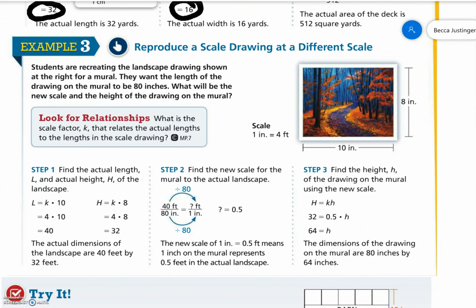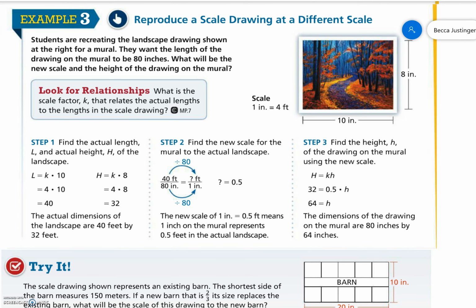Reproduce a drawing at a different scale. Students are recreating a landscape drawing shown at the right for a mural. They want the length of the drawing on the mural to be 80 inches. What will be the new scale and the height of the drawing on the mural? So right now, they have the scale as 1 inch to 4 feet, but they want the length of the drawing to be 80 inches, and the length is currently 10.